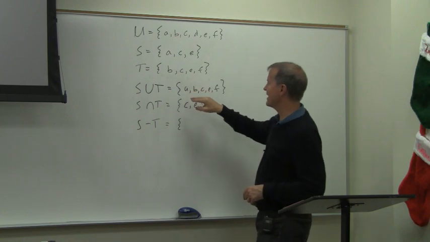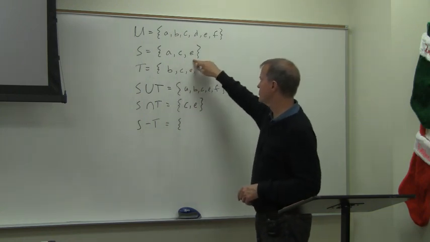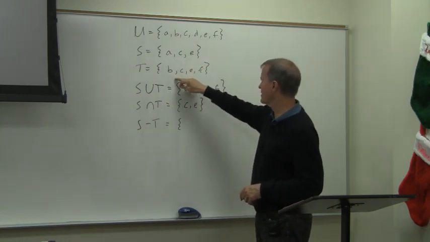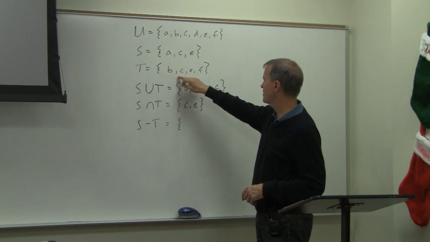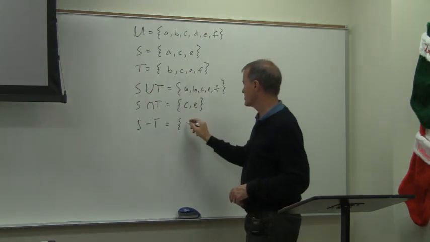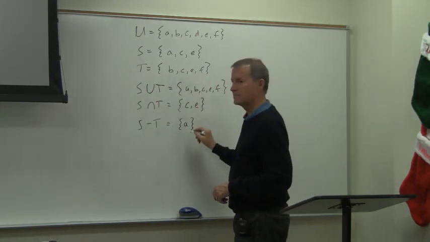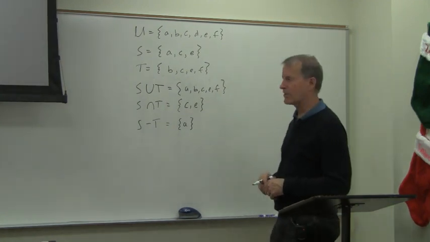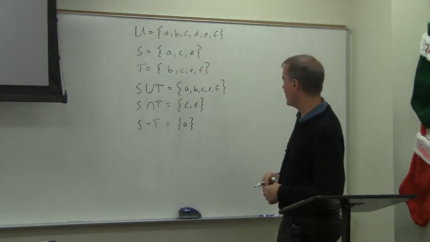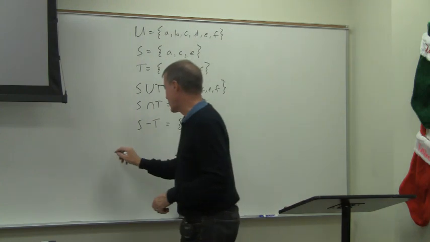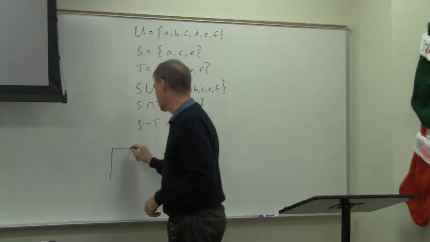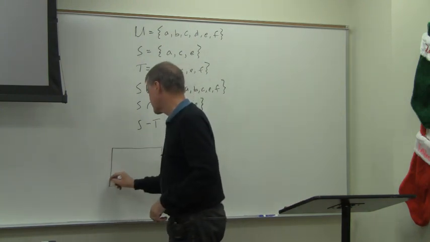It's the ones in S that are not in T. The ones that are in T are C and E. So you're right, it's A. Are we good? Okay, and now let's do a little Venn diagram picture of each one of these.